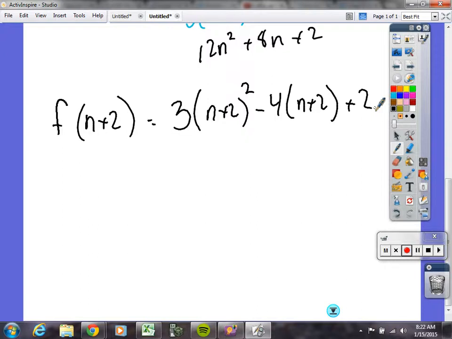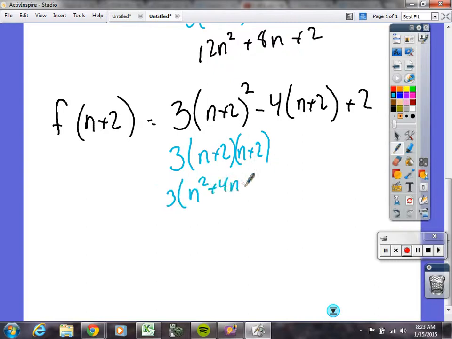Okay, so then we're going to simplify. When we simplify, notice this 3 is still going to be here, just like we did in the past. Anybody know what n plus 2 quantity squared is? Yes, sir. n squared plus 4n plus 4, because this is n plus 2 times n plus 2, correct? And after we FOIL this, this becomes 3 times n squared plus 4n plus 4.